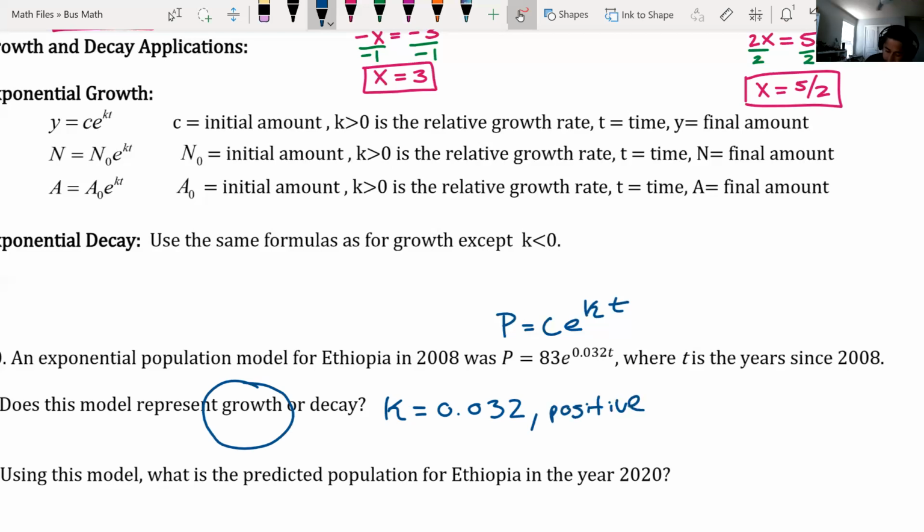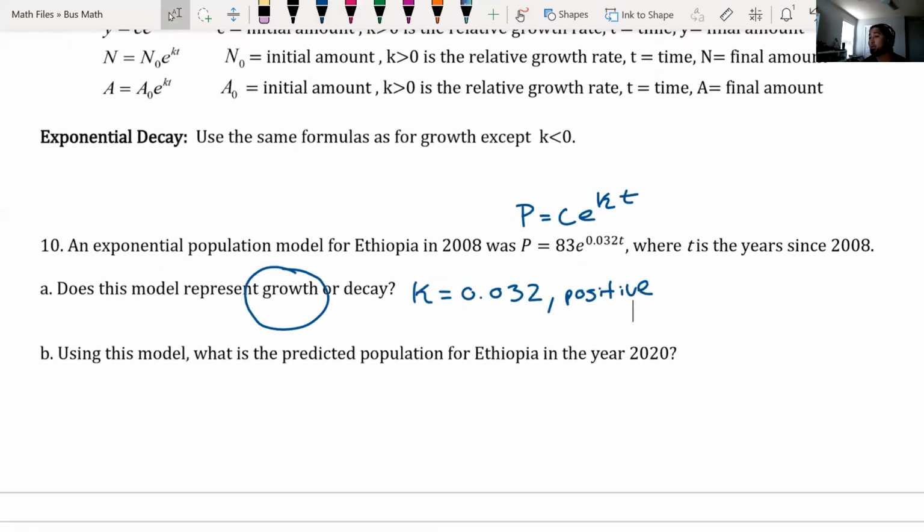Good. Okay. And then next, it says, using this model, what is the predicted population for Ethiopia in the year 2020? Okay. Well, what are we going to plug in for t? Years past. Good. So years past 2008. So if we want to know 2020, well, what's the difference? 12. So that's the number that goes in there.